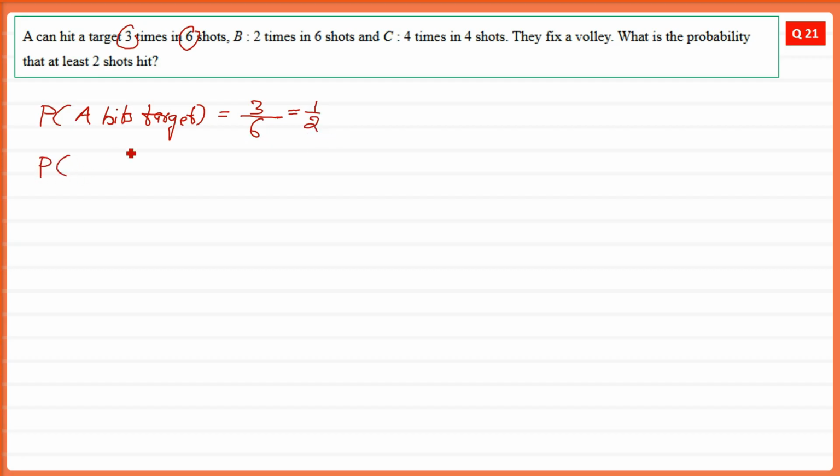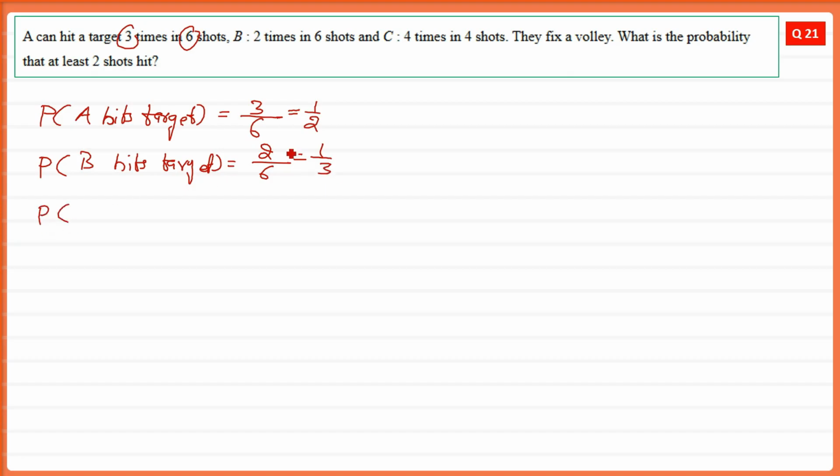The probability of B hitting the target. So when B hits the target, what does it mean? B hits the target means 2 times in 6 shots. 2 are the favorable cases, 6 are the total cases. So 2 by 6 becomes 1 by 3.